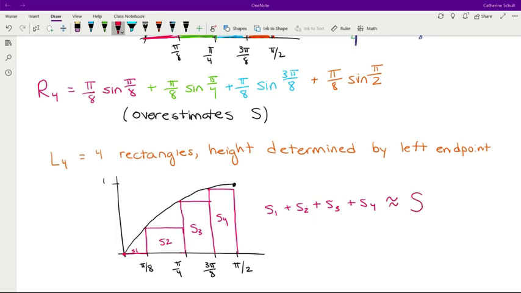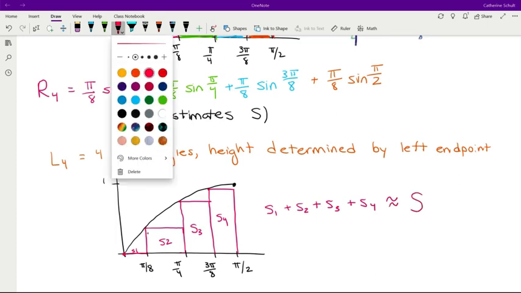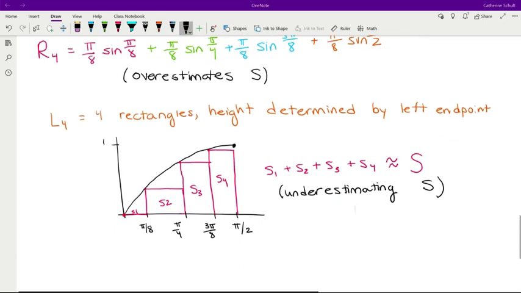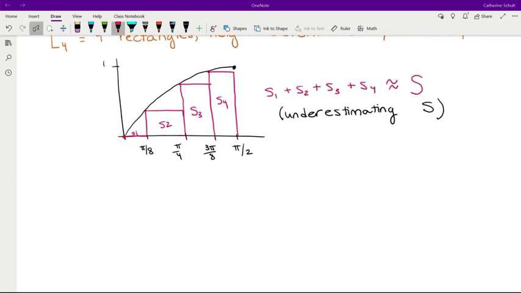And in this case, do all those rectangles overestimate or underestimate? And in this case, it's an underestimation. All right, and that's not always the case. For instance, if it was a decreasing function, it would be a different story. All right, but we're just going to note that it's an underestimation. Okay, so what is L4?